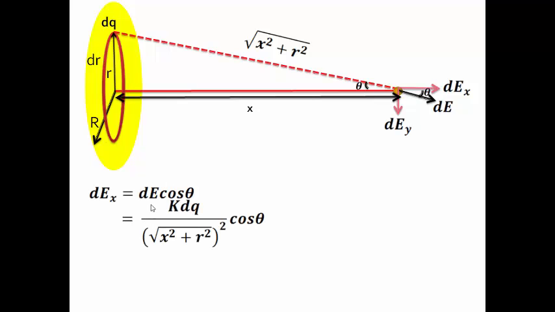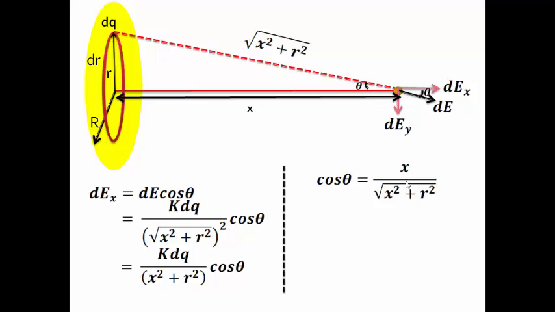Therefore, by definition, dE will be equals to k dq upon distance square. This distance square, that can be simplified as k dq upon x square plus r square. Now, mathematically, cos theta is adjacent by hypotenuse. Therefore, cos theta will be x upon square root of x square plus r square. Substituting that for dEx, we get dEx equals to k dq x upon x square plus r square into square root of x square plus r square.